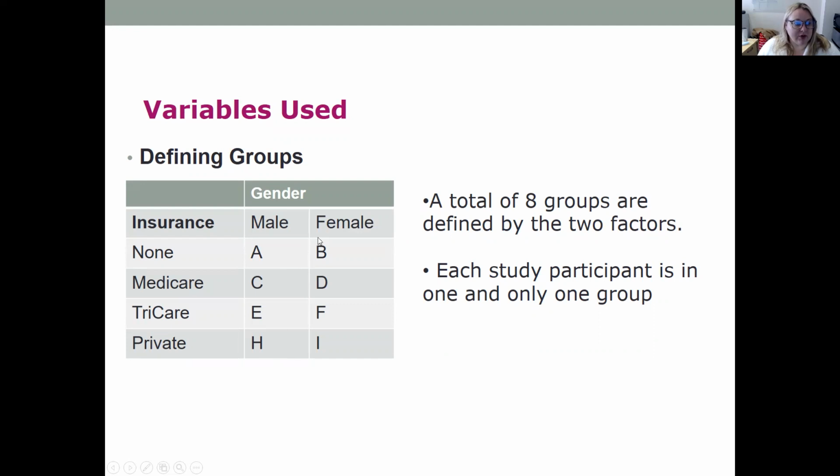So if we chose to just look at gender in a dichotomous way, and our variables that we are looking for insurance, either no insurance, Medicare, TRICARE, or private insurance. And so we have 4 different levels of insurance, and then gender, we have 2 different levels. So we have a total of 8 groups. So we have men without insurance, women without insurance, men with Medicare, women with Medicare, and etc. Each study participant is only in one of these groups, so that they fit into one of the 8 groups that we have defined by our variables.